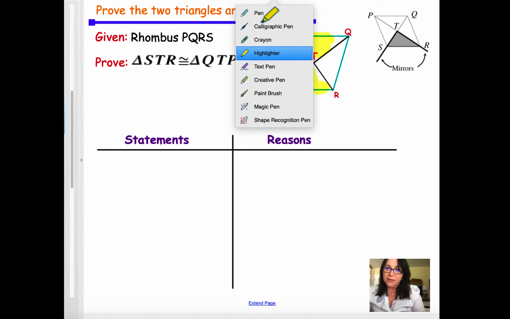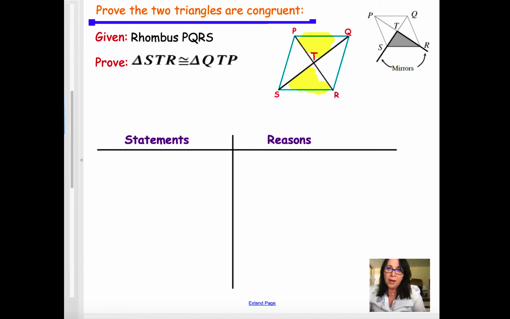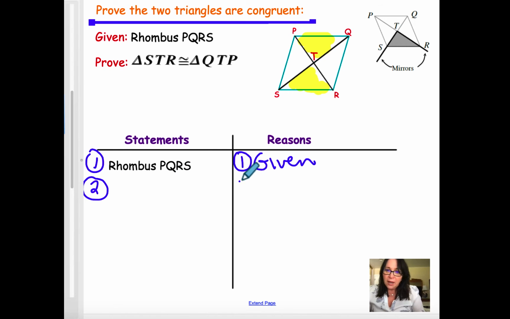So we're going to start with the given. Number 1, we know that we have a rhombus. So I've got rhombus PQRS, and the reason for saying that is given. And number 2, let's see what we have.